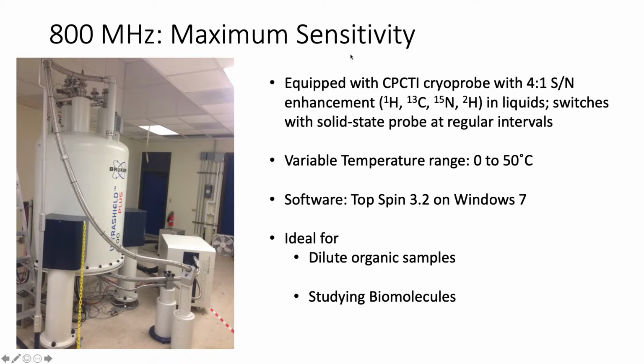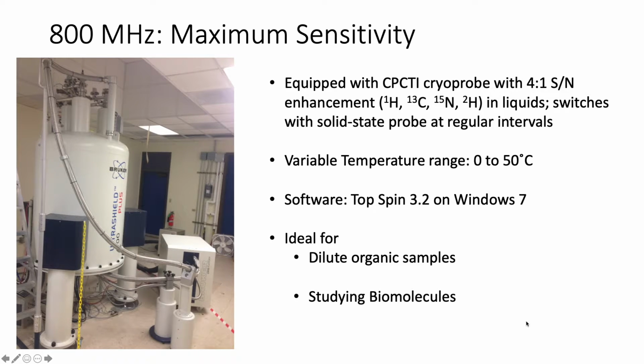Next instrument I'll talk about is the 800 megahertz Bruker instrument located at MedSci. Now, this instrument is equipped with a cryoprobe for liquids, which allows for up to 4-to-1 signal-to-noise enhancement compared to the standard probe. Additionally, this can switch out with solid-state probes, which the NMR staff replace at regular intervals, and you can always talk to them as to when a certain probe will be in the 800, because the 800 is capable of both solid-state and solution phase NMR, and there are implications for both as to the type of equipment used to acquire those data.